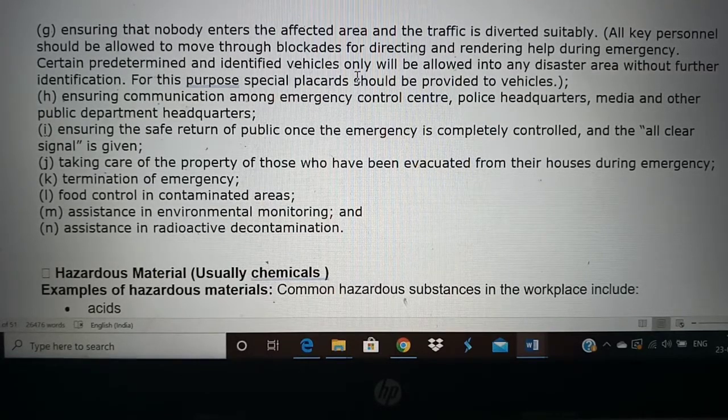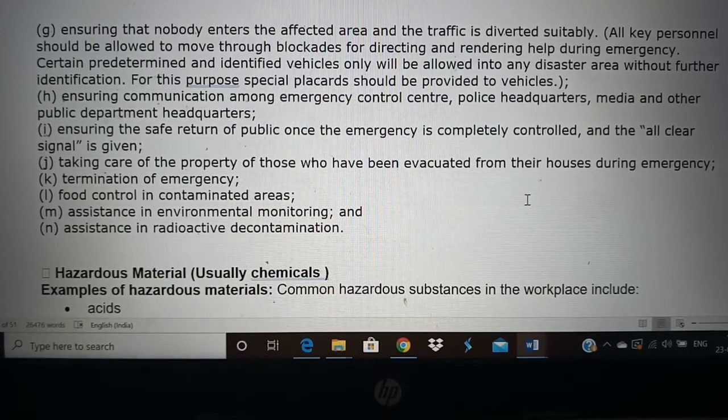There is something called a dosimeter, which measures the radioactivity in a particular area. So they use that to check whether there is radioactive material in whichever area. So those areas are out of bounds for the people. Then communication is maintained between the emergency control center, police headquarters, media and other public departments, because all the departments work together to overcome the emergency situation. Then once all the radioactive material is not present, and an all clear signal is given, the public is allowed to return back to their places.